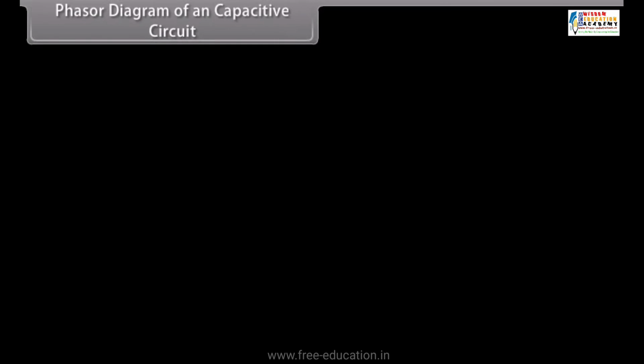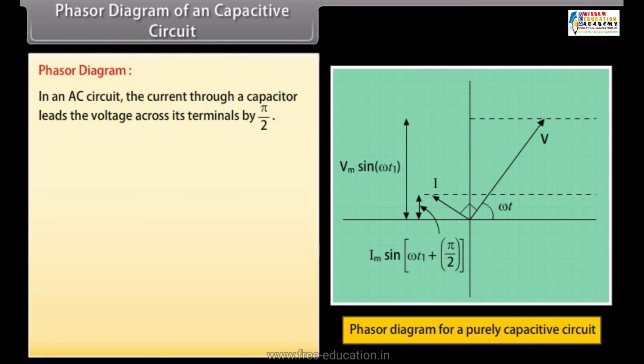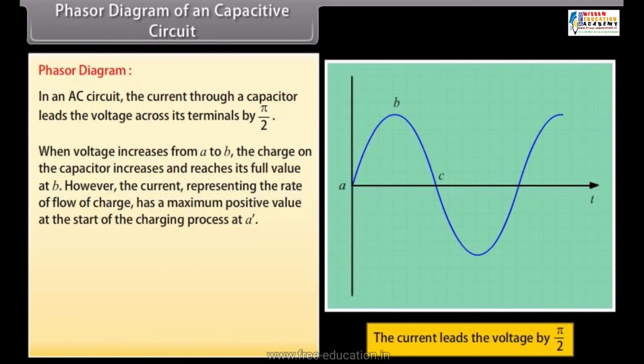Phasor diagram of a capacitative circuit. In an AC circuit, the current through a capacitor leads the voltage across its terminals by pi by 2. When voltage increases from A to B, the charge on the capacitor increases and reaches its full value at B.